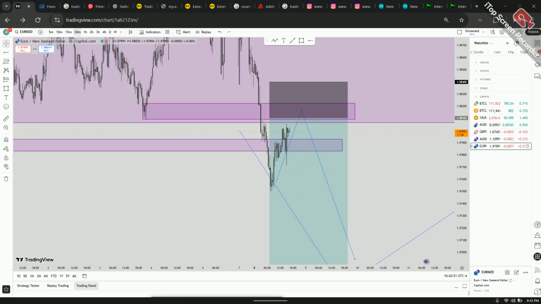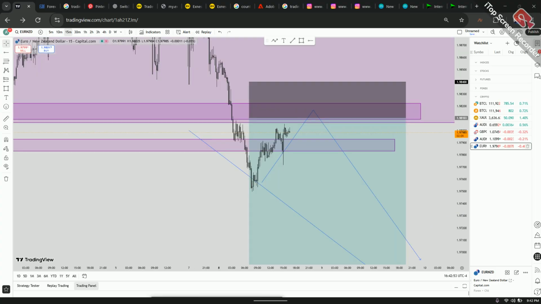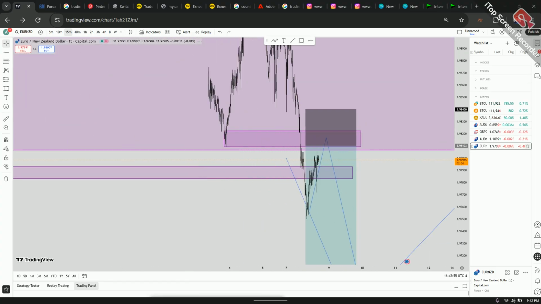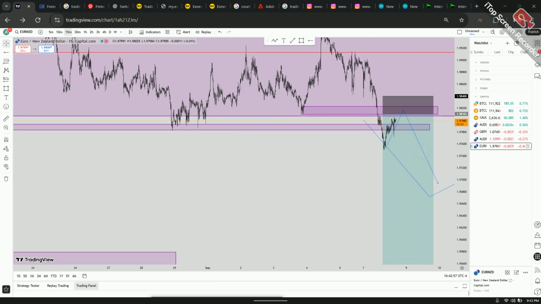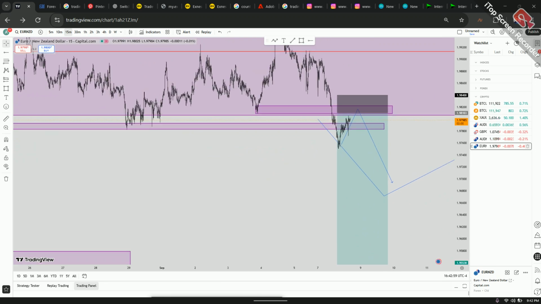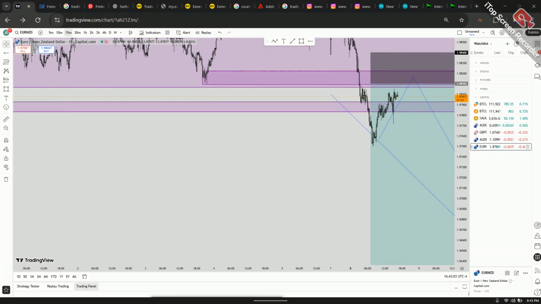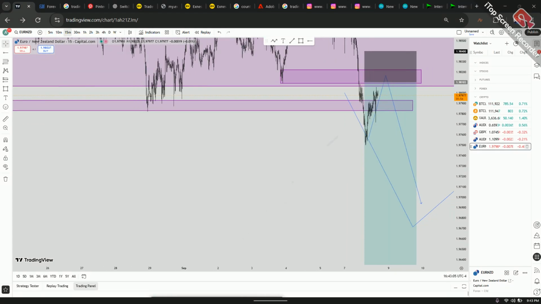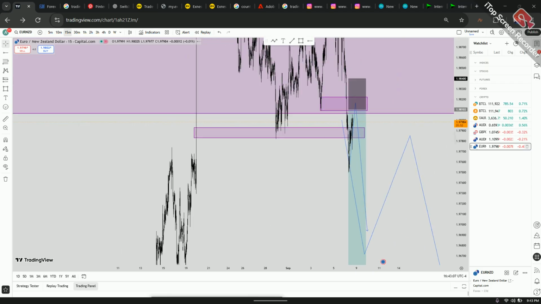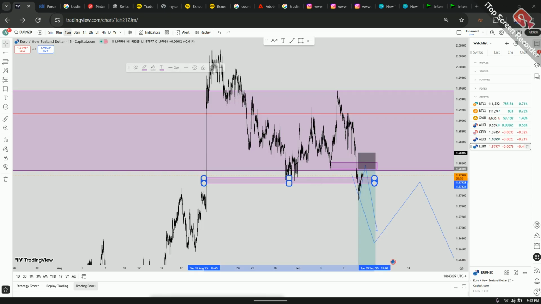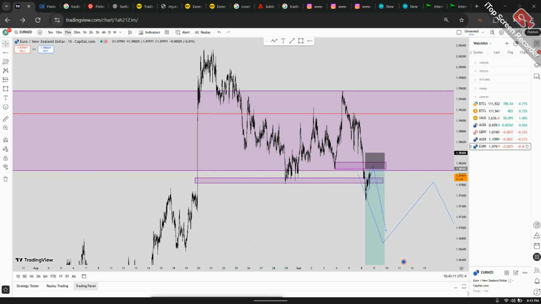So let me go to the 15 minutes. That's how you go down. You'll be seeing everything clear. All right. Also signs of bearish confirmation. That's what I've been seeing. So I think this breakout is valid.